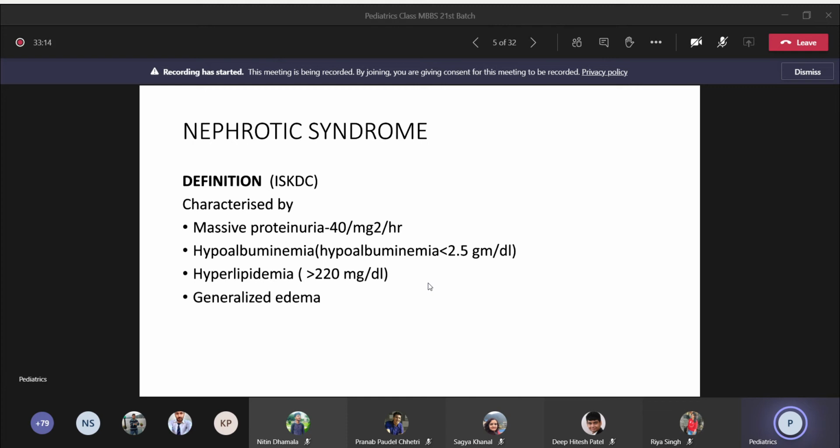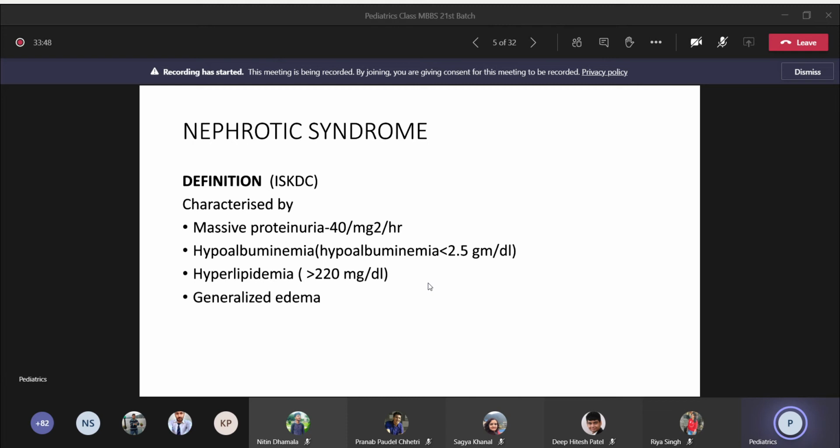The second one is hypoalbuminemia. Why is there hypoalbuminemia? Because of increased loss. Usually the albumin level in the blood is 3.5 to 4.5 grams per deciliter. But there is hypoproteinemia because of massive proteinuria. So the hypoproteinemia occurs.